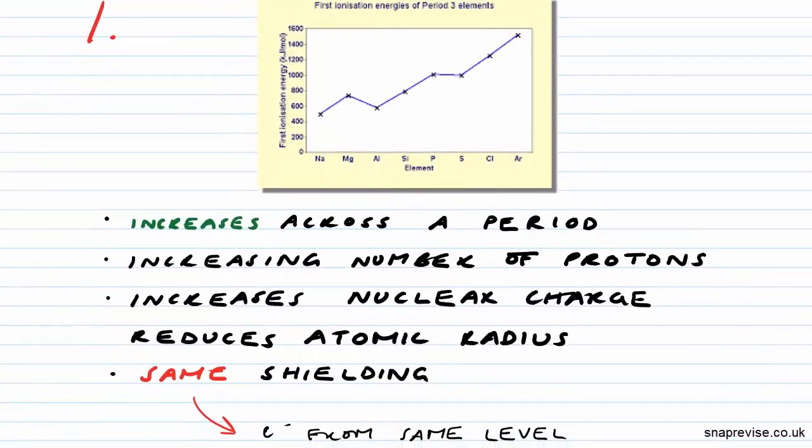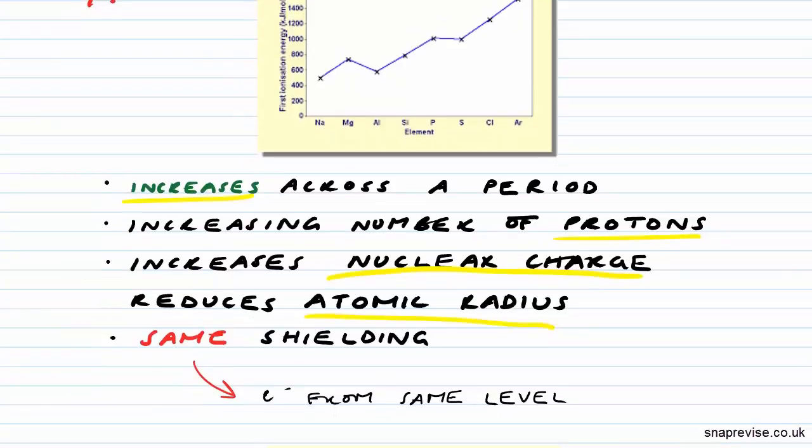Well, across a period we see an increase in the first ionization energy, as you can see here in this graph of the first ionization energy of period 3 elements. Now, the reason we see that increase is because we are increasing the number of protons and therefore increasing the nuclear charge, reducing our atomic radius. We're pulling those electrons in tighter. Now, we have the same level of shielding, or around the same level of shielding, because across our period, the electrons are being removed from the same level, the same quantum level.